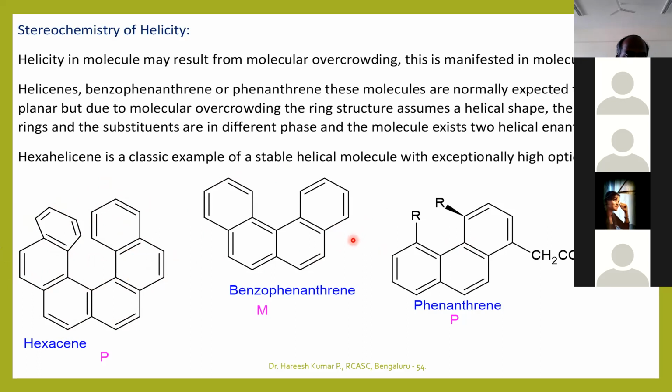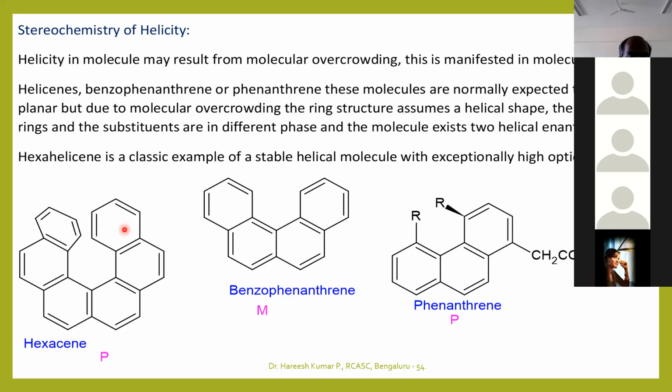And the stereochemistry assigned here is P and M. So this one exhibits P, this one is M. Of course, this is P, and of these moieties, one terminal phenyl group should have a substituent. Only such compounds exhibit optical activity. Here, phenanthrene, this is the terminal one, and this having a substituent exhibits P. And P is nothing but an R configuration, M is nothing but an S configuration.